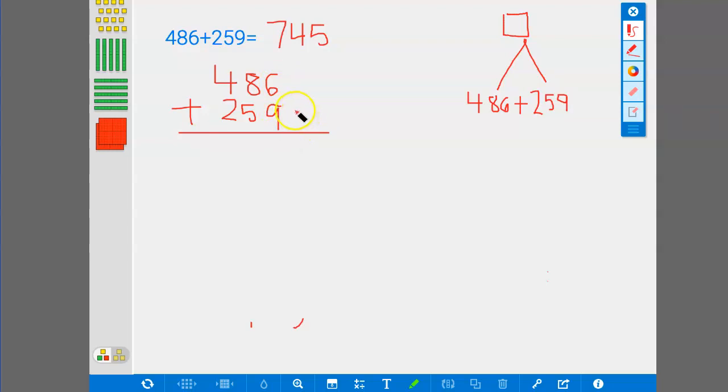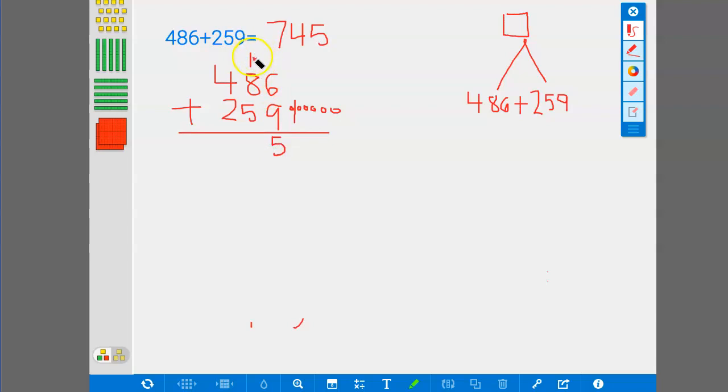If I'm not sure, I can count on from 9, 6. So here I have 1, 2, and this represents a 10 right here. 1, 2, 3, 4, 5, 6. And just to make sure, let's count on 9, 10, 11, 12, 13, 14, 15. So we're going to put the 5 here and regroup that 10 above.